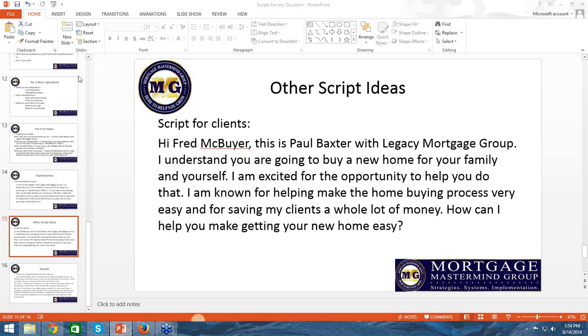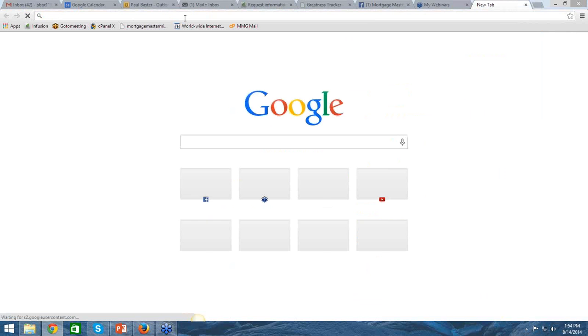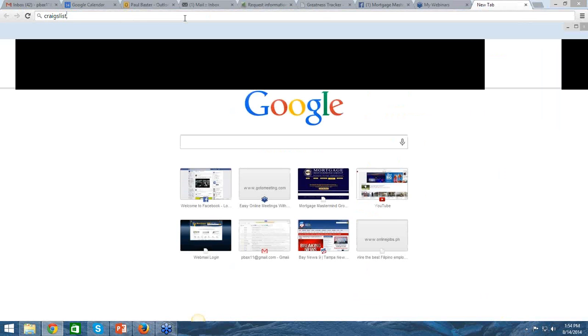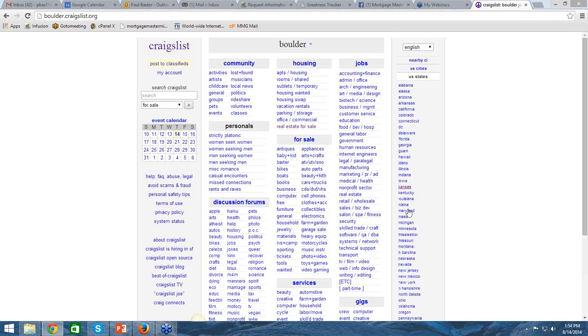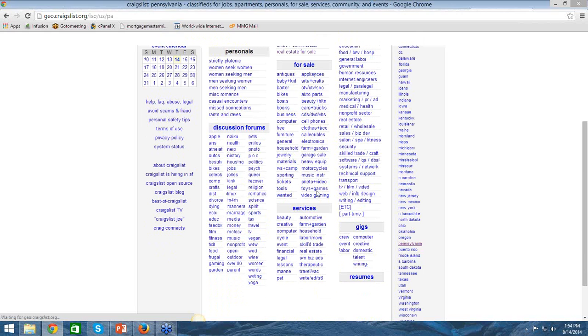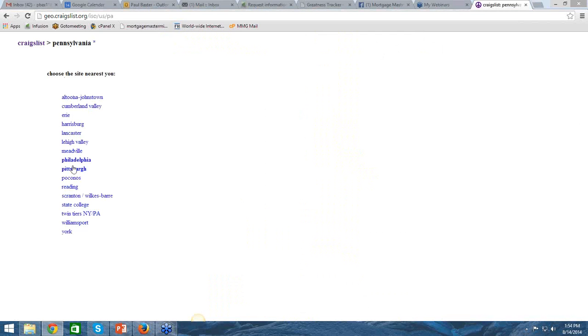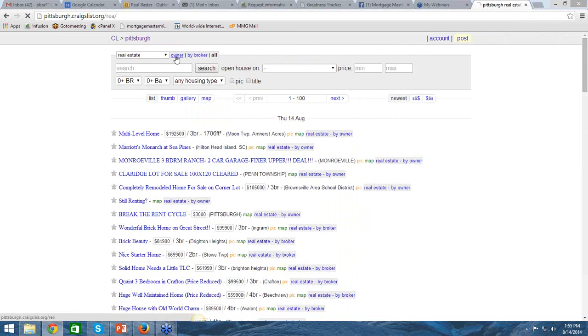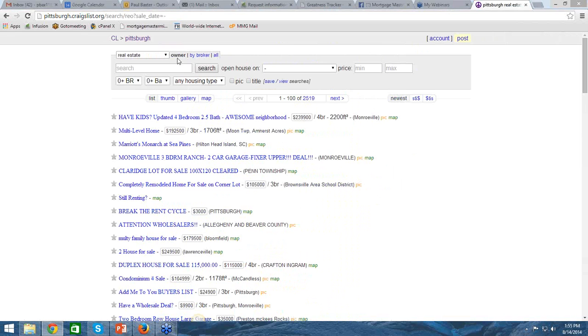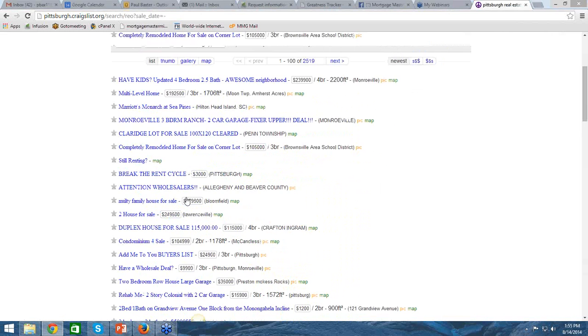How are you recommending that loan officers find FSBOs in their area? Craigslist, my friend, Craigslist. The real simple way to find FSBOs is just go to Craigslist.com. And you're going to go to your area. I'm going to go to United States, and we're going into Pennsylvania here. So now we're in Pennsylvania. We are going to go down to the Pittsburgh area. That's where my man is, and we're going to go real estate for sale. And then we're going to go by owner. So notice I did real estate and moved it over to by owner. So all of the listings here are real estate by owner.